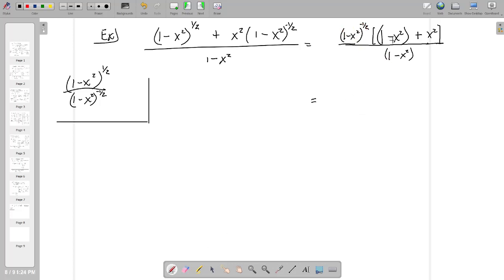And we end up with 1 minus x squared plus x squared, which is just a 1, divided by 1 minus x squared times 1 minus x squared to the 1/2. Or if you want, you can write it as 1 minus x squared to the 3/2 power. Noticing that we have a 1 power here and a 1/2 power here, and the base is the same. 1 minus x squared is your base.